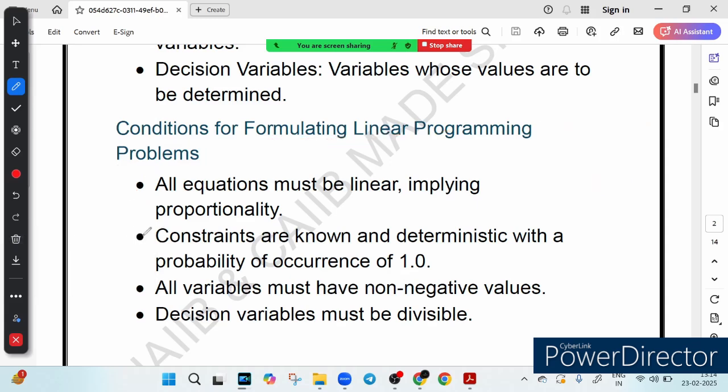Now let's look at the second condition. The second condition is that constraints must be known and certain. Constraints are known and deterministic. They must be known and certain. So imagine a bank deciding how much to lend. They need a clear, fixed limit.